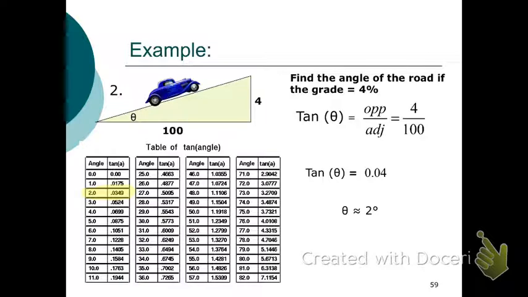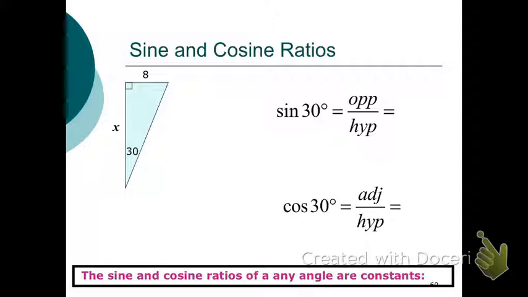Why don't you try that now? Go ahead with your calculator and see if you can figure out exactly what that angle is, or get closer. Your calculator gets closer than a table will. All right, there it is, 4 over 100. I get 2.29 degrees. All right, so sine and cosine ratios.